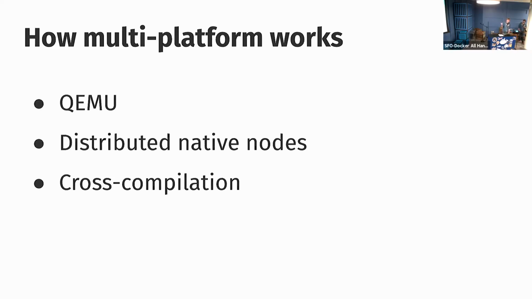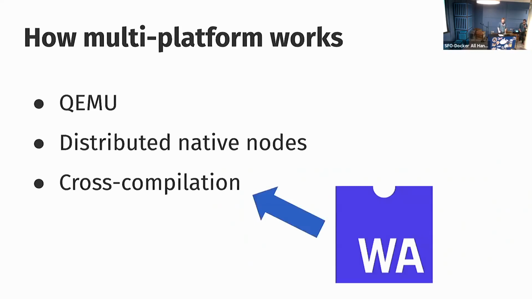Then we support distributed native nodes. You can just have two machines on different architectures, and the build will separate the request out, build on both of them, then stitch them together afterwards. And third, we have pretty good support for cross-compilation straight in Dockerfiles. This is how we will approach the WASI applications. We would definitely need to cross-compile them.